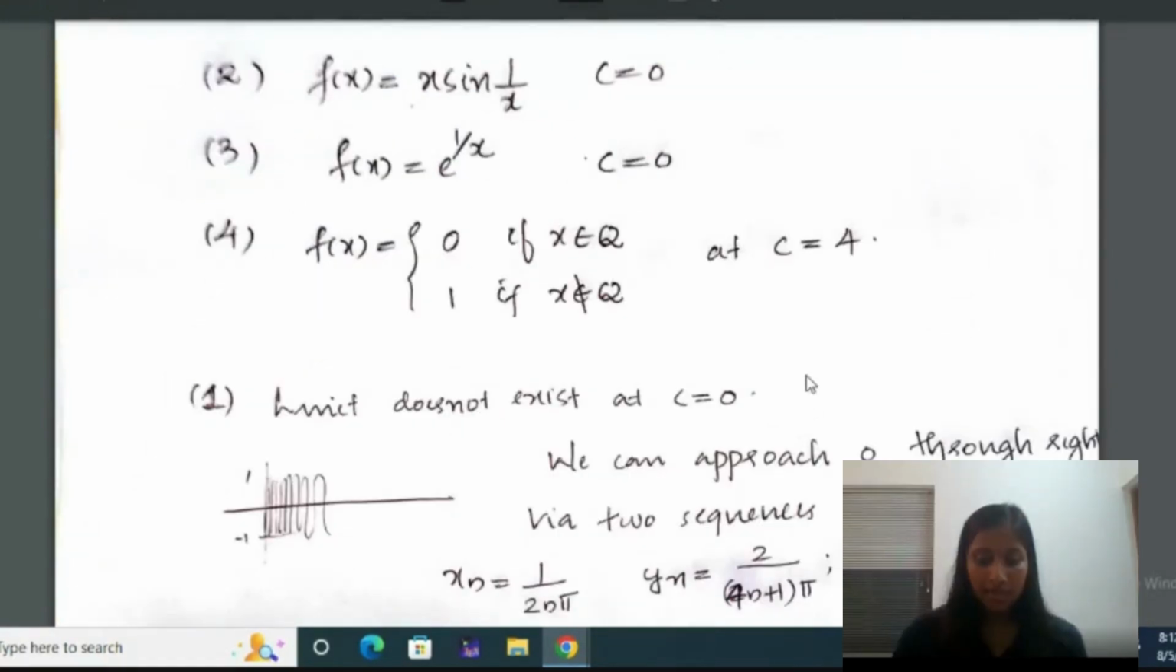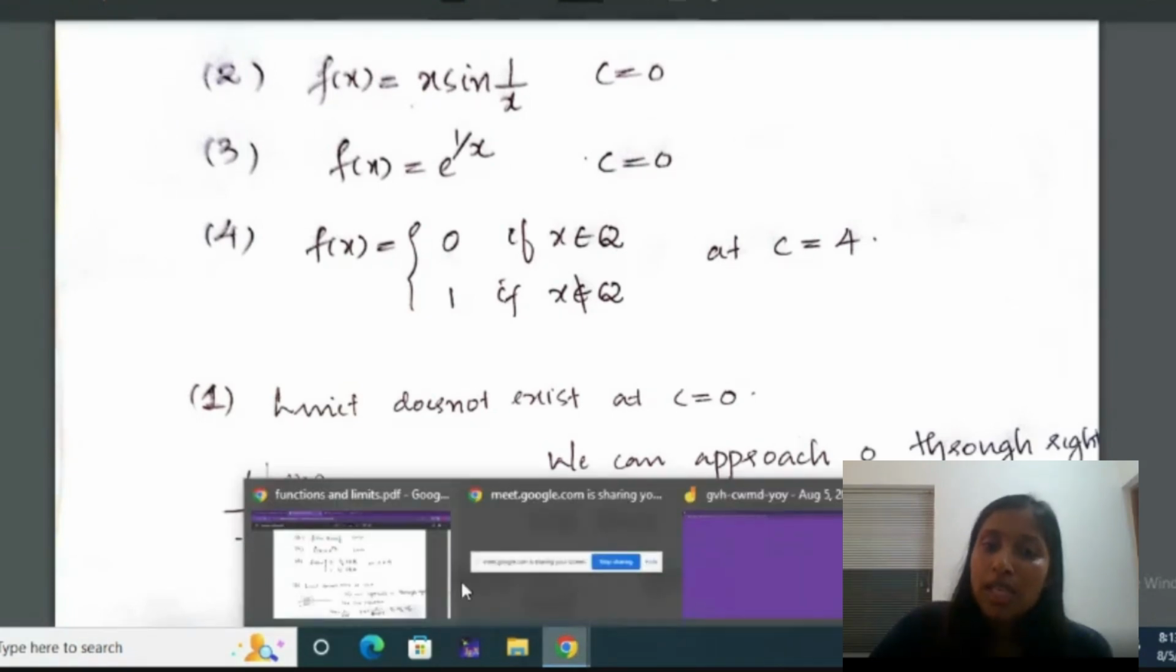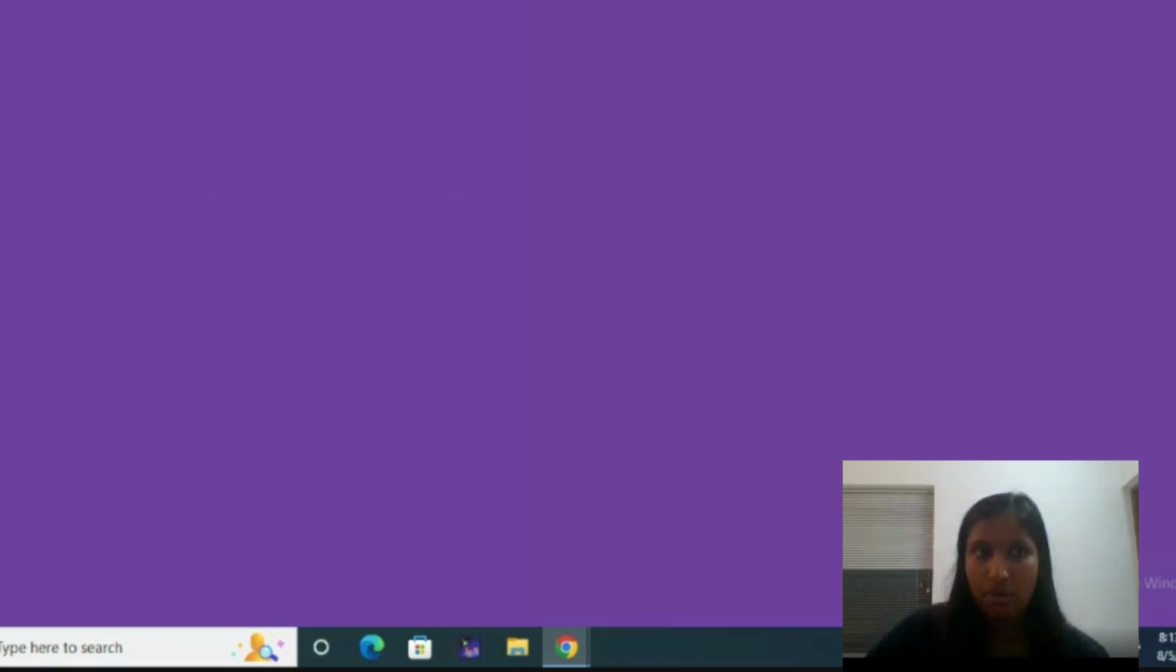Yeah, density theorem says that if we take any two real numbers, between those real numbers there will exist a rational point as well as an irrational point. Okay, so using that density theorem, using this theorem, sorry, one minute.